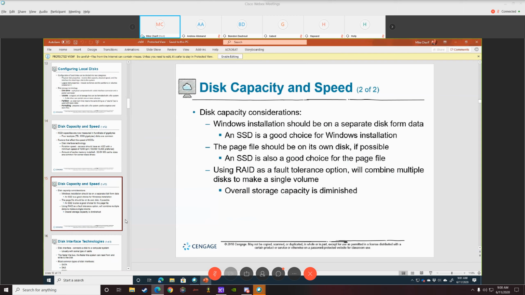Suppose we have all these drives available. Plug into computer. What's the first step I need to do? I need to change the disk from what to what? Let's see who's going to answer that question. We need to change the disk from basic to dynamic. Remember that?